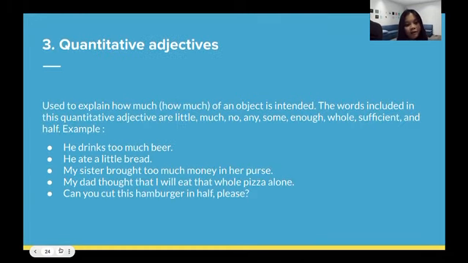Three, quantitative adjectives. They are used to explain how much of an object is intended. The words included are little, much, no, any, some, enough, whole, sufficient, and half. Examples: He drinks too much beer. He ate a little bread. My sister spent too much money in her purse. My dad thought that I would eat that whole pizza alone. And can you cut this hamburger in half, please?